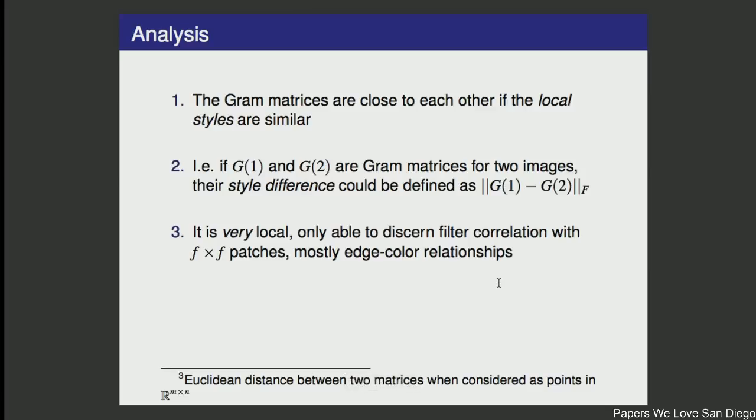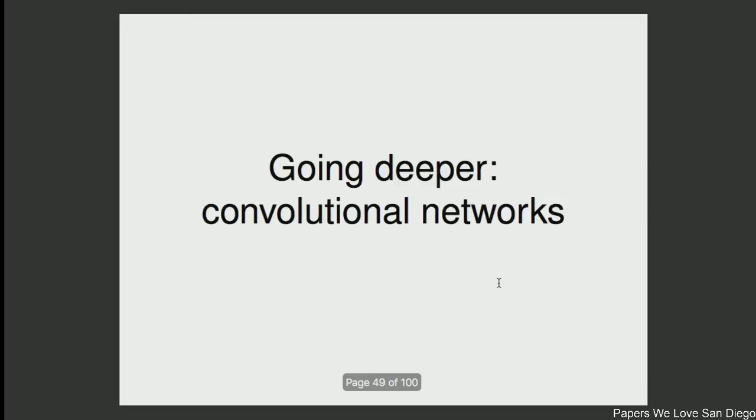So I'll just point out here, we were using these really small filters. We were using F by F patches. We were using 3 by 3 actually. And so mostly what this is going to be able to capture is edge color relationships. That's why I kept saying vertical lines in yellow and so on. So if we want to see something more interesting, a broader pattern, something about brush strokes, how they look, we need to go deeper in a formal sense. So what is going deeper?